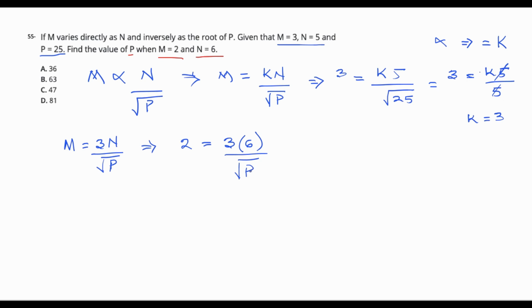So to make the square root of p the subject of the formula, we just need to cross multiply, send the square root of p over to this side and bring 2 down here. So we'll have that the square root of p is equal to 3 multiplied by 6 is 18, divided by 2. So the square root of p equals 9. If we square both sides, we have that p is equal to 81. So our answer here is D.